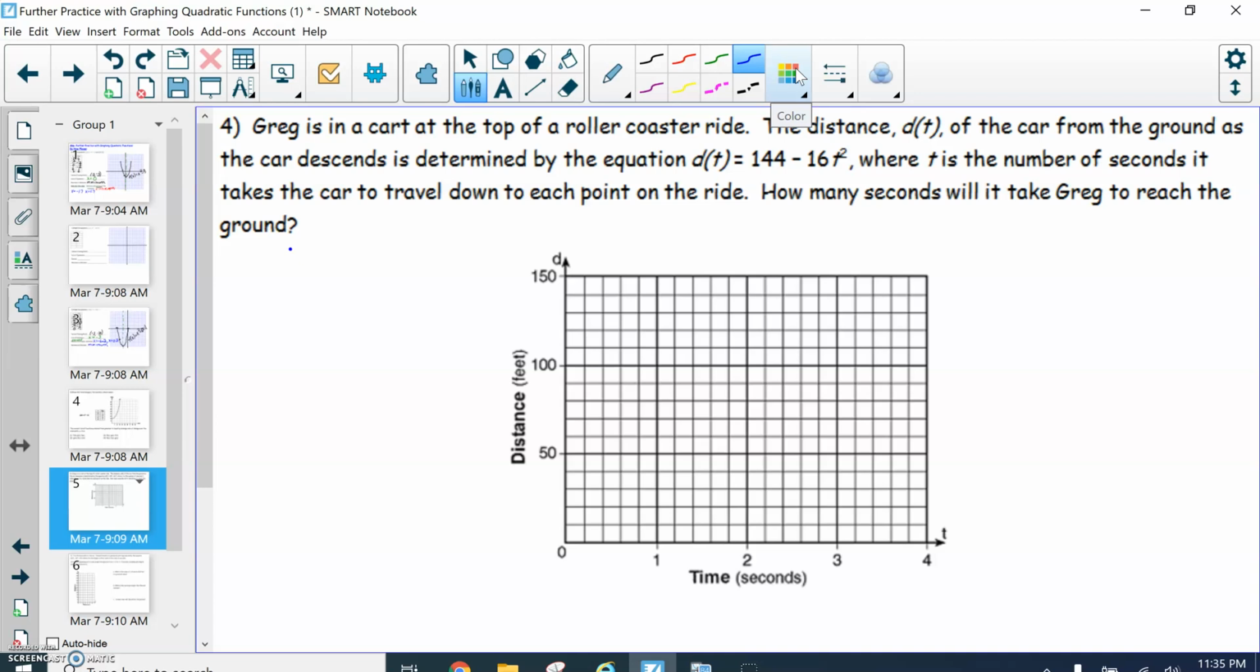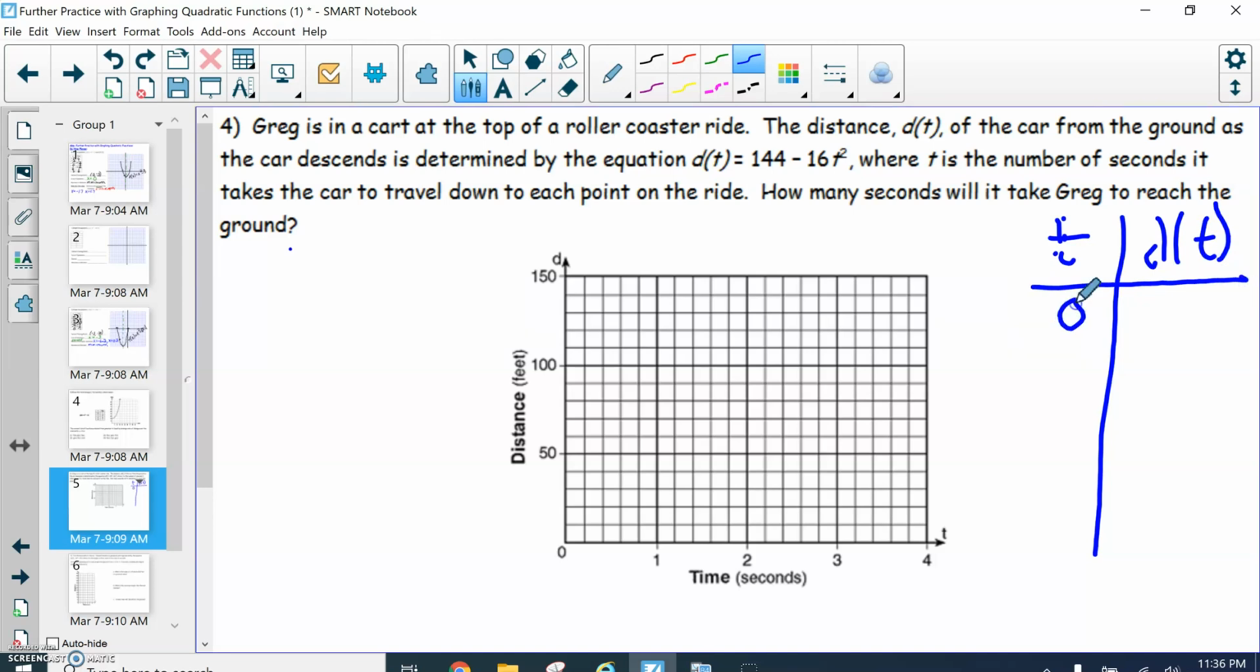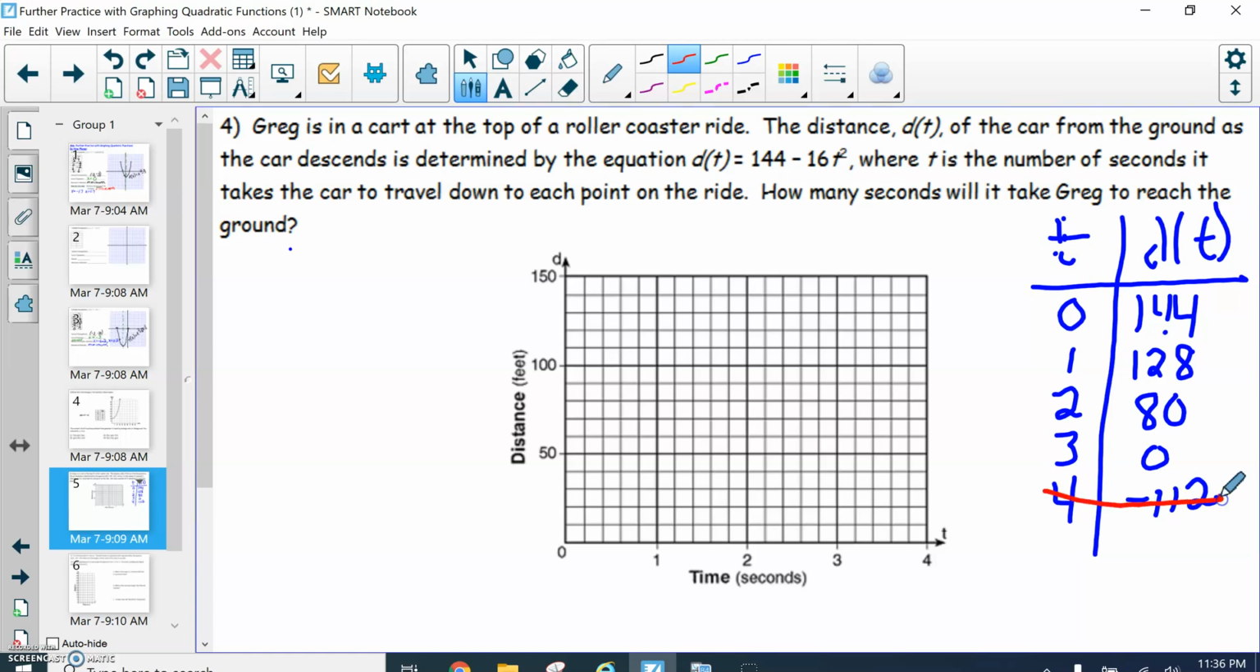Right? So instead of using x and y, they're using t, which stands for time, and d of t, which stands for distance. Okay, so we're going from 0 to 4. So at 0 seconds, the roller coaster was at 144 feet. And then it goes down from there. Okay, now again, d of t represents distance. So it doesn't really make sense for the length of something or the distance to be negative. So we can reject that value.